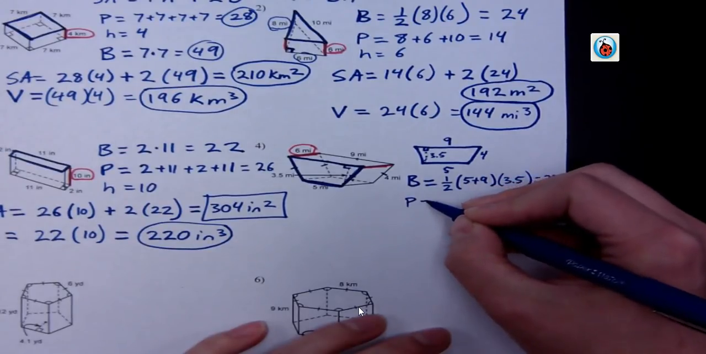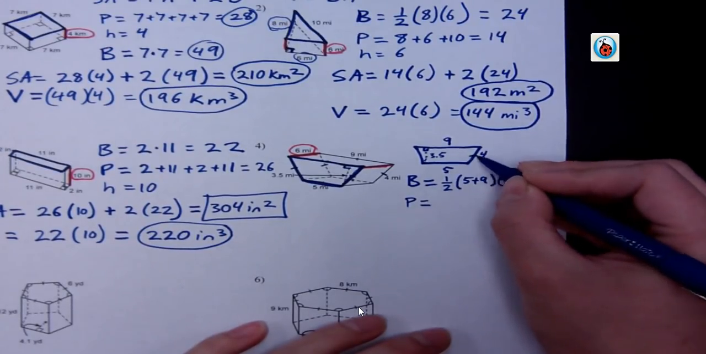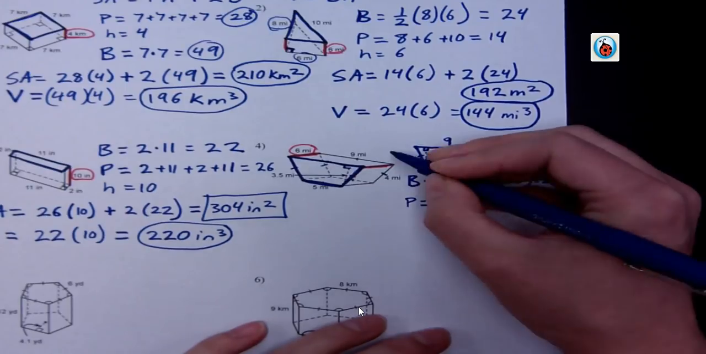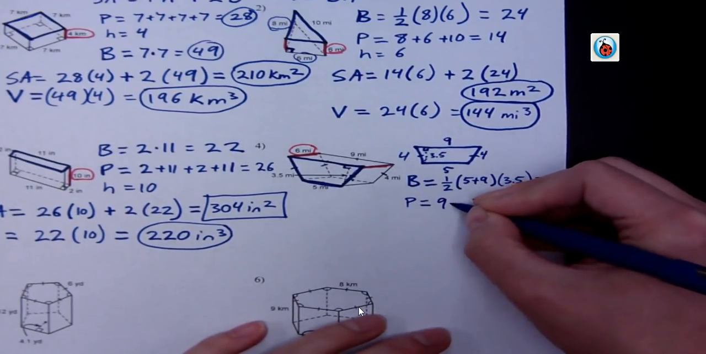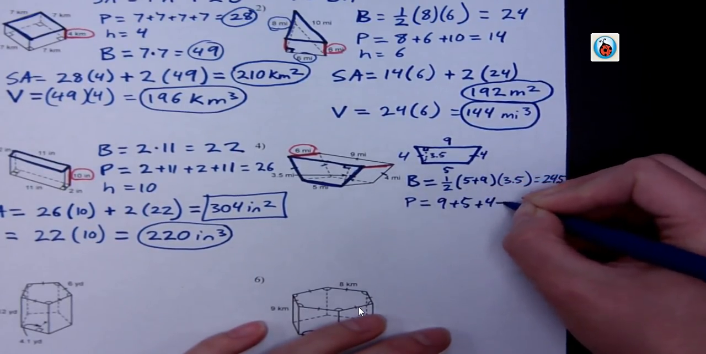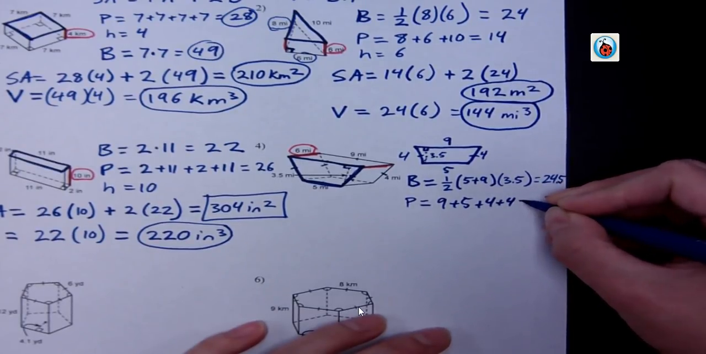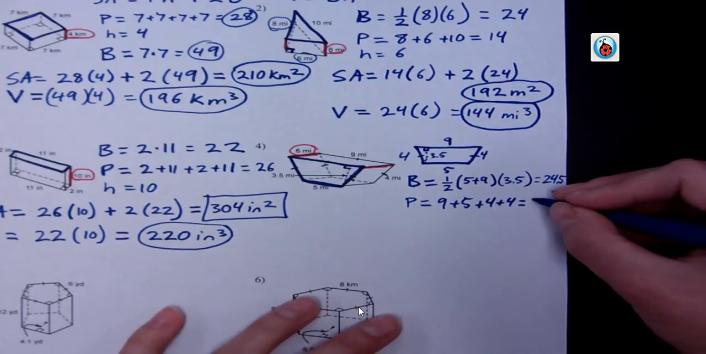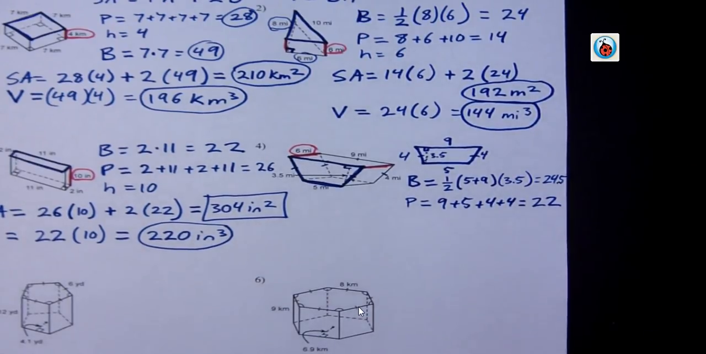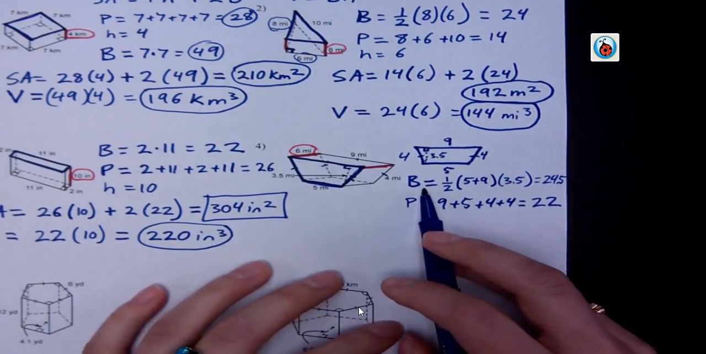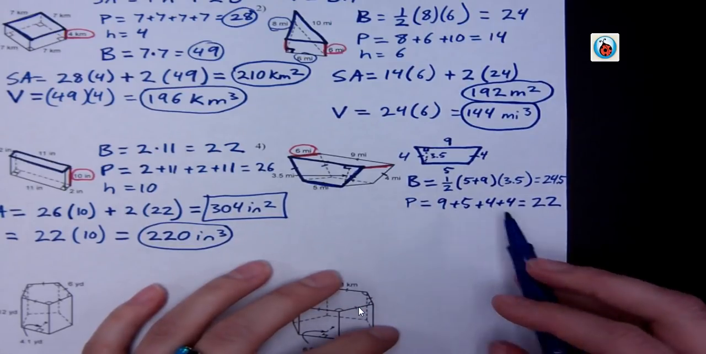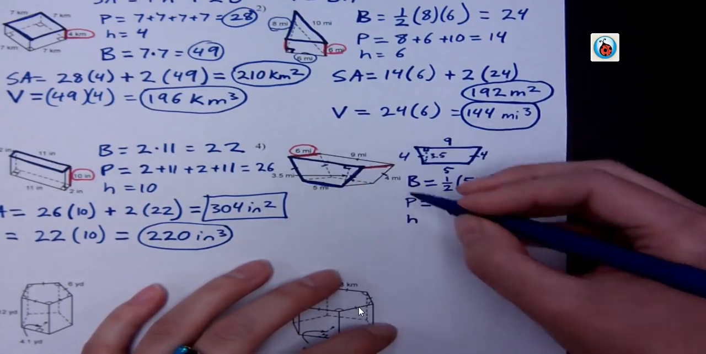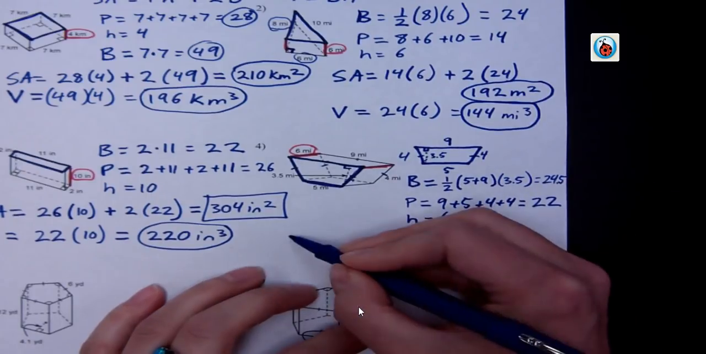My perimeter of the base, I just add up all the sides, and I know these two are equal because it told me, and so that's 4. So 9 plus 5 plus 4 plus 4, which equals 22. Okay, so I've done the work. I found the area of the base, I found the perimeter, and I've identified my height is just 6 inches. And so now I plug it in.